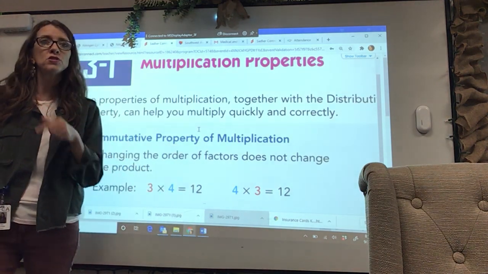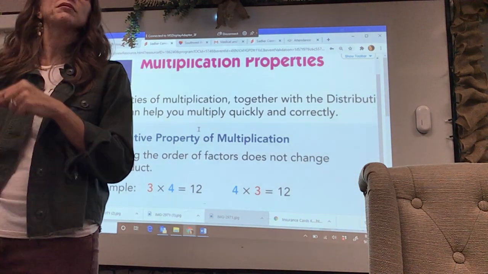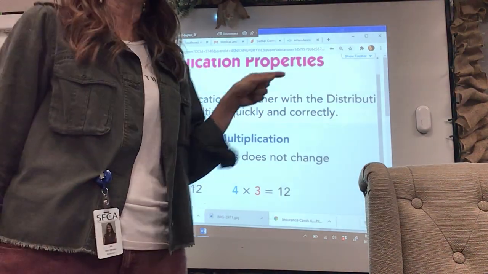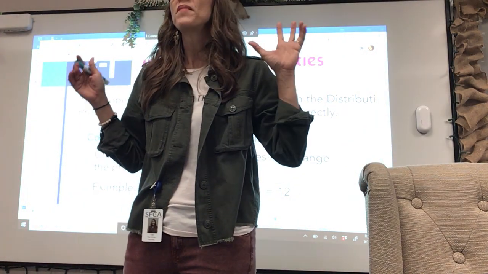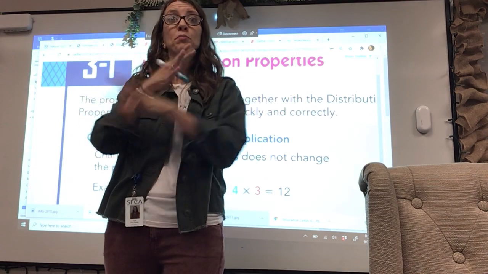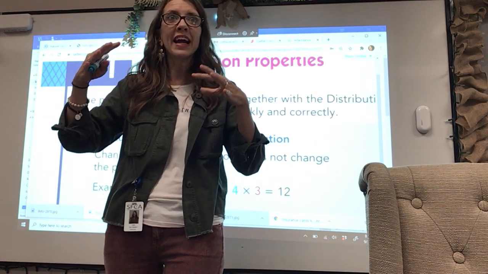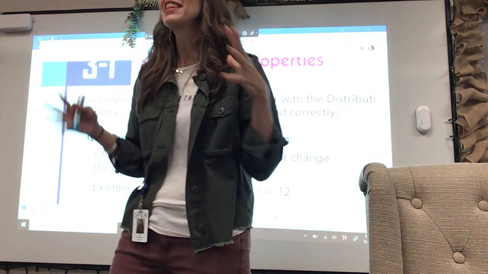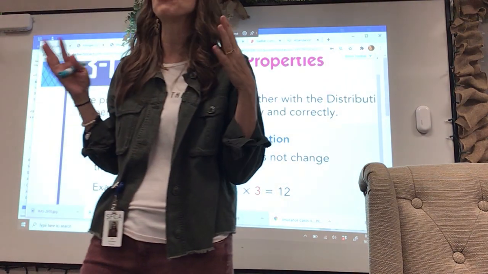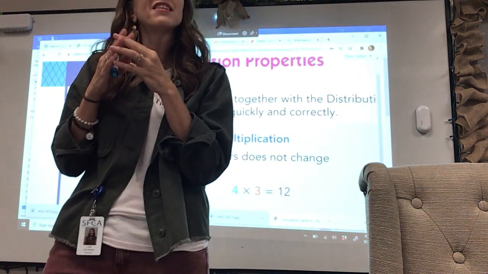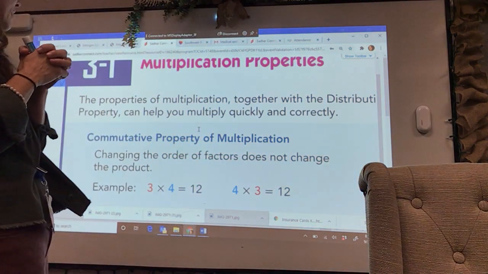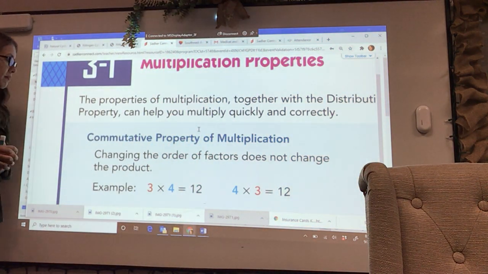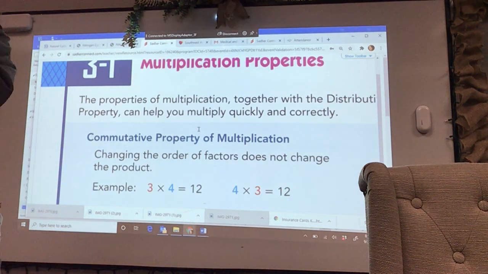So if you had 1 times 2 times 3 times 4 times 5, it'd be the same as 5 times 4 times 3 times 2 times 1, or 2 times 5 times 4 times 3 times 1. It doesn't matter the order. Factors can all switch places. They can commute, right? Go back and forth. The commutative property of multiplication says you can change the position of the factors, and it will not change the answer or the product. Capiche? You've got this one down. We've already learned that one for addition, and it's the same.